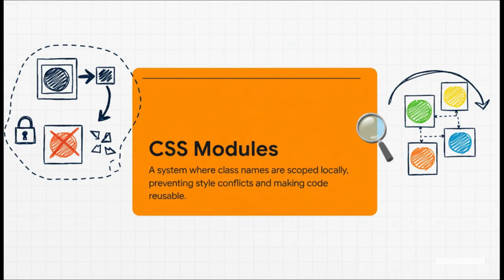CSS modules are designed to stop that. They automatically lock your styles to a specific component, so the styles for your profile card can never accidentally affect your navbar. Everything is self-contained.